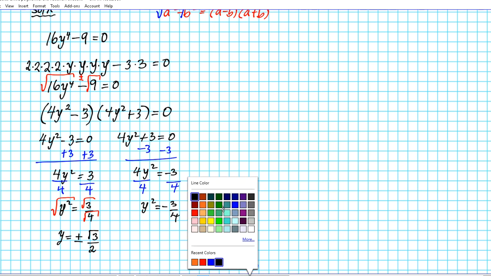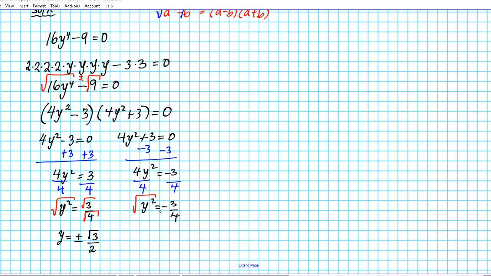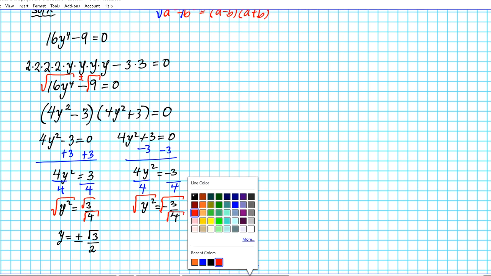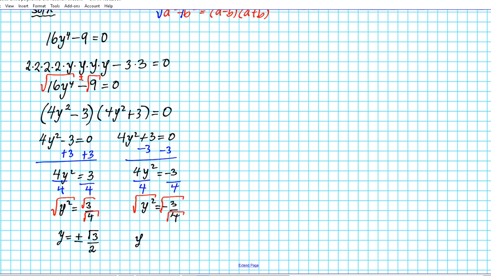To get y by itself, we're going to proceed to do exactly what we did here, which is the inverse of square. We're going to root both sides of the equation. On the right side, we're going to root the numerator and denominator separately. And then that's going to give us y equals plus or minus square root of negative, which is i, and then root 3 cannot be simplified, right? So we're going to have i root 3, and then the square root of 4 is 2.